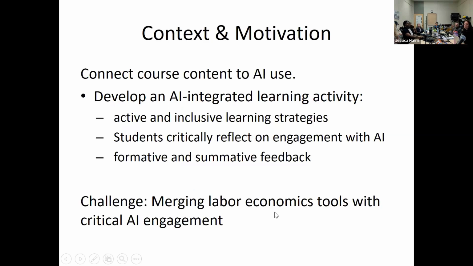Okay. So like I said, connecting the course content we use, developing a learning activity. And it was supposed to be active and inclusive learning strategies, and students should be able to critically reflect on whatever they are doing with AI. And finally, we should give formative and summative feedback. Some form of feedback, if you can do formative and summative, that would be great. So the challenge here was to merge a labor economics assignment with AI.